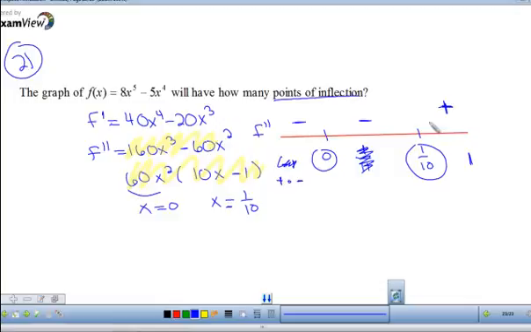Okay, so how many points of inflection does it have? Only 1. It occurs when x equals 1 over 10.